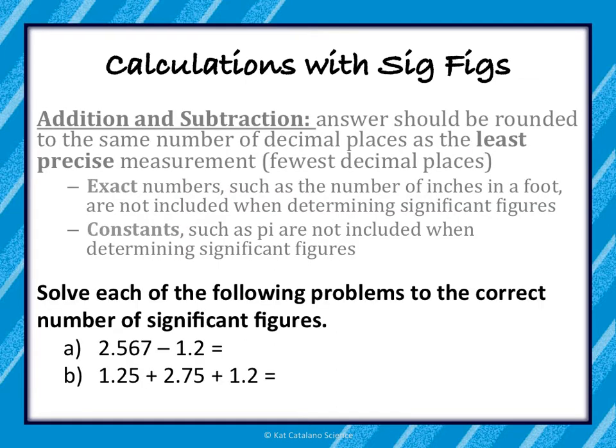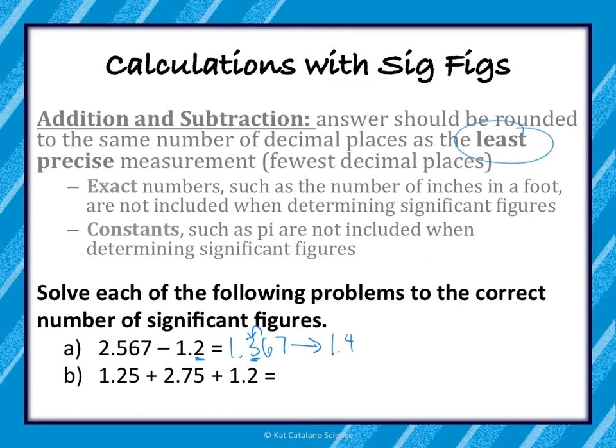So let's take a look at my 2 examples. In my first example, and again, we want to do least number of decimal places. That's going to be the second one. That's only 1 decimal place, or to the 10th place. So when I subtract that, the answer I get is 1.367, and I know I need to round this to the 10th place. That 6 will round the 3 up, so this is going to round to 1.4.